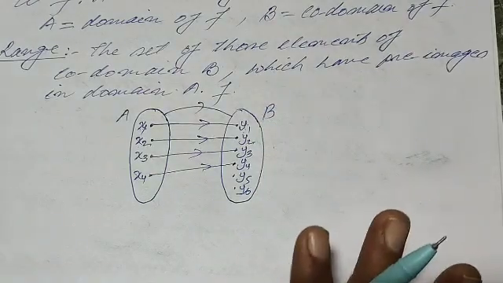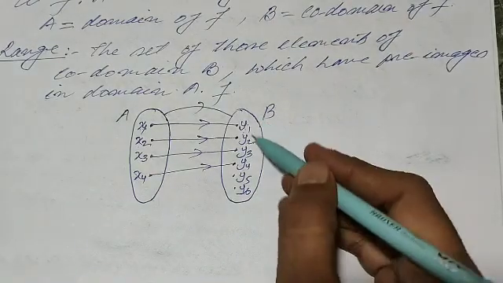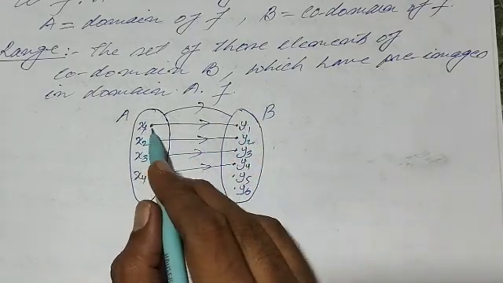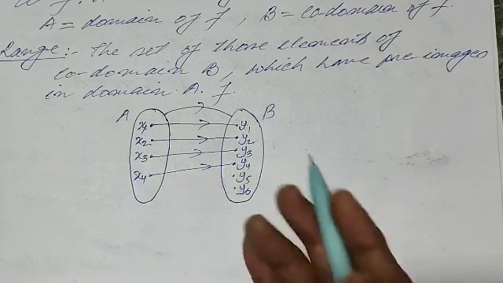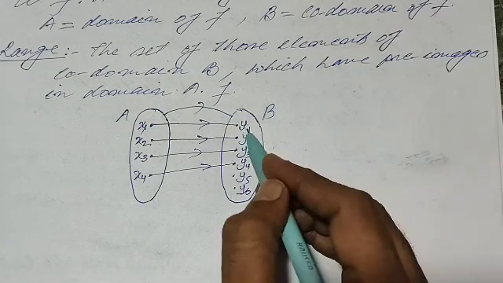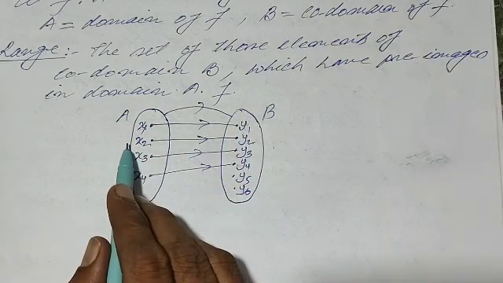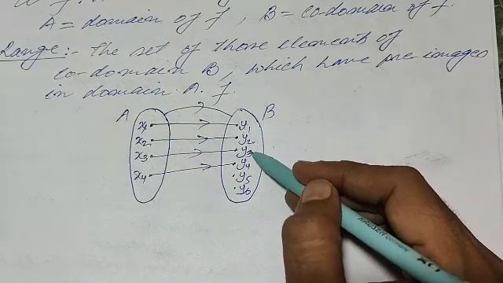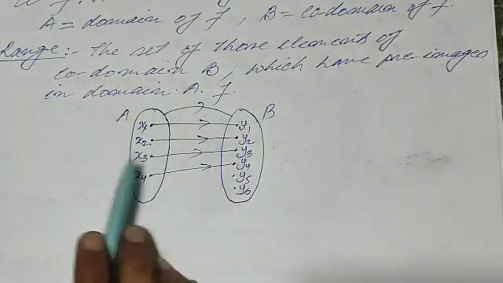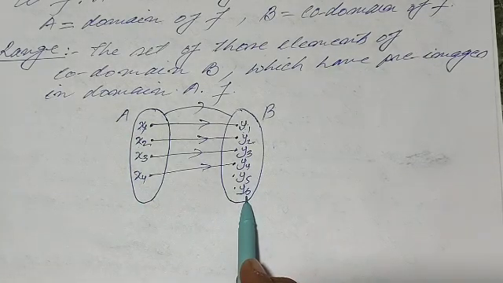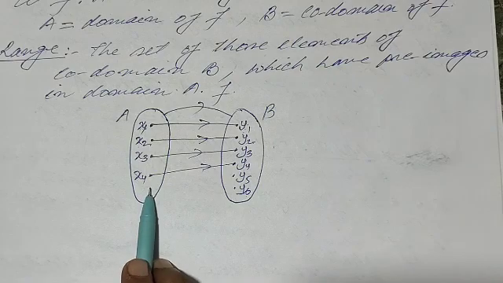But range is the set of only those elements of codomain which have associated with the elements of domain A, or in other words, those elements of codomain B which have pre-images in domain A. There are four elements in codomain B, y1, y2, y3 and y4 which have pre-images in domain A. y5 and y6 have no pre-images in domain A.